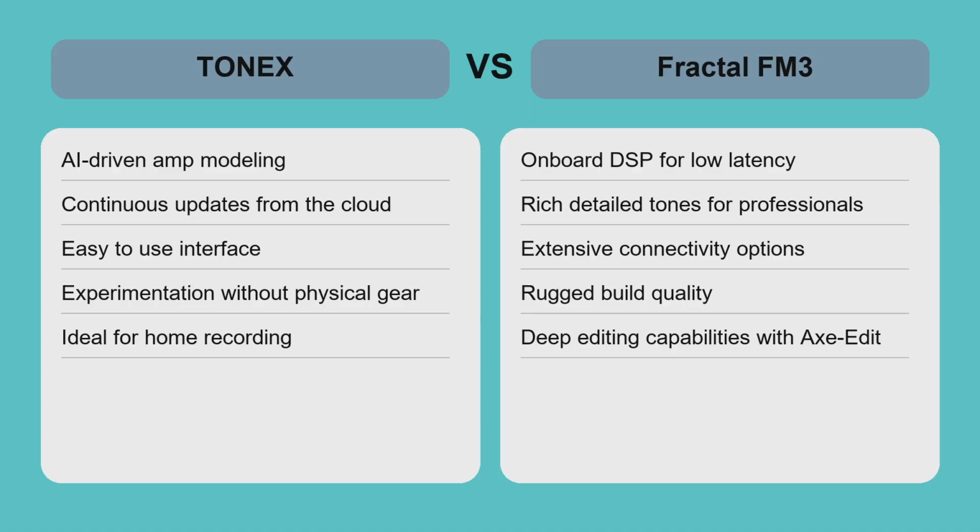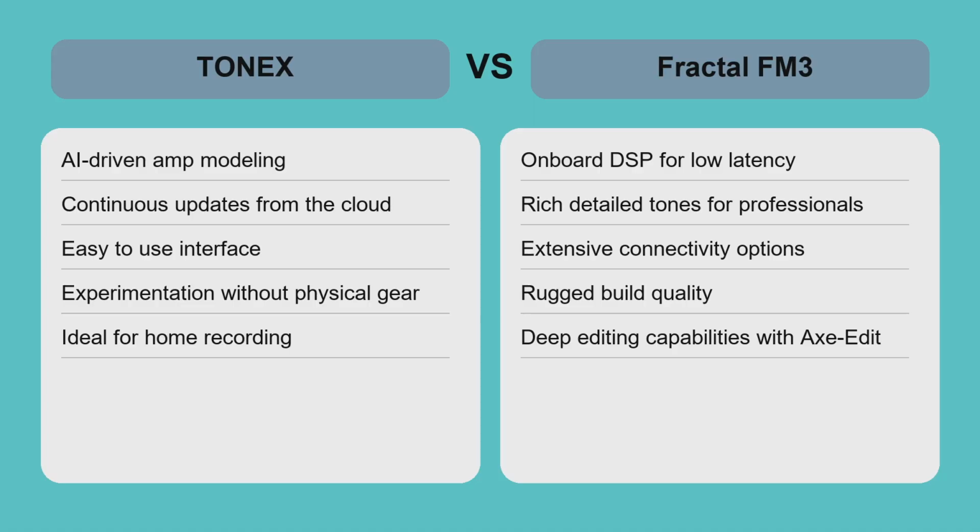TONEX excels in flexibility and innovation by leveraging cloud-based AI, offering fresh tones without hardware upgrades, but depends on internet connectivity and may introduce latency. Fractal FM3 delivers consistent, low-latency performance with powerful onboard DSP, making it perfect for live use and studio work where reliability is critical. TONEX is ideal for players focused on experimentation and convenience, while FM3 suits those prioritizing hardware robustness and deep tone customization.